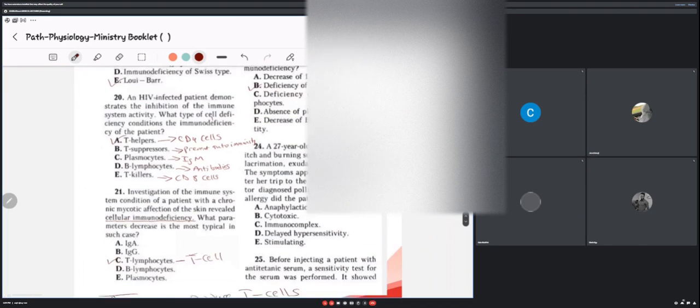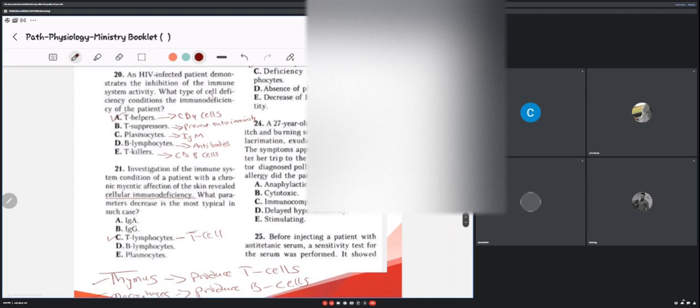A 27-year-old woman suffers from itch and burning sensation in the eyes, lacrimation, exudation from the nose. The symptoms appeared in summer after her trip to the countryside. A doctor diagnosed pollinosis. What type of allergy did the patient have?